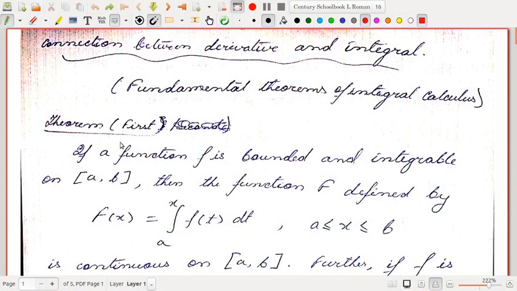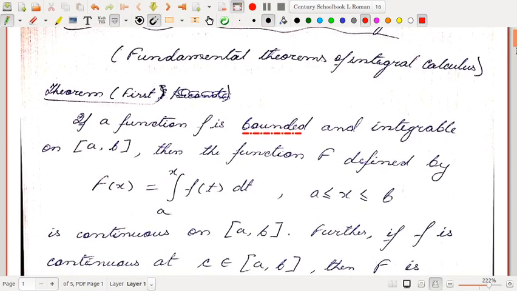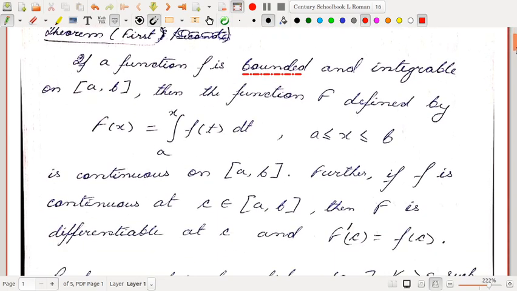The first fundamental theorem, as per Malik and Arora, is: if a function f is bounded and integrable on [a,b], then, we may omit the word bounded because the definition of integrability that we have used means that f is bounded, the function F defined by F(x) = integral from a to x of f(t) dt, where a ≤ x ≤ b, is continuous on [a,b]. When x is equal to a, the value of the function is taken as 0, since the integral from a to a of f(t) dt is defined to be 0.